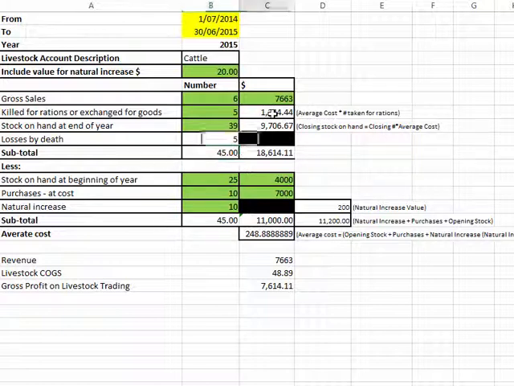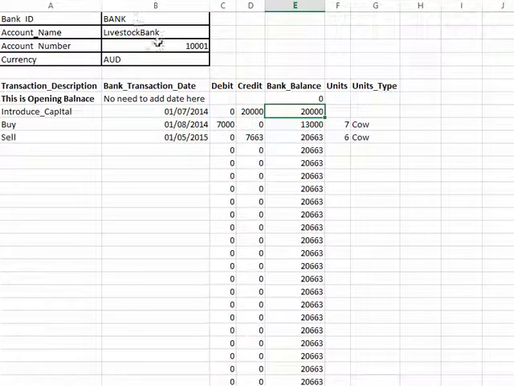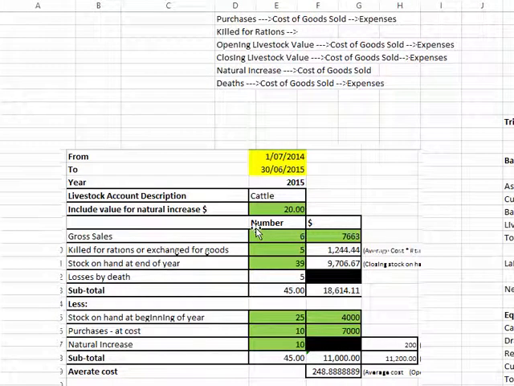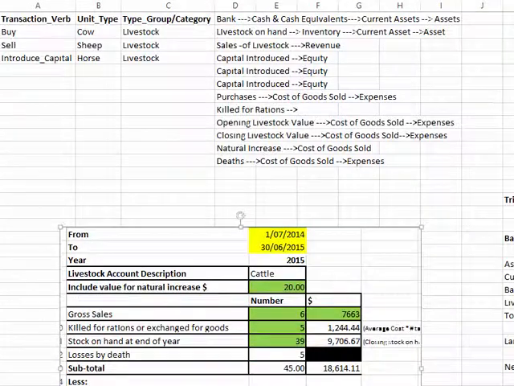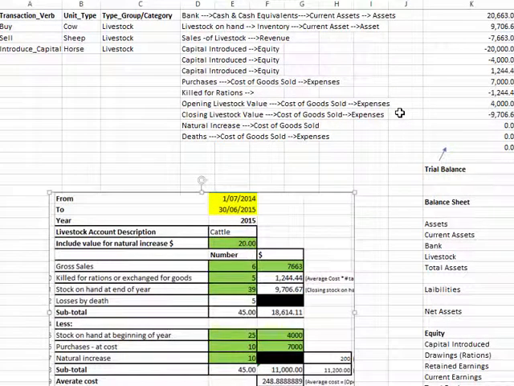If you click on here, you can see the computation, and you can see here that I've given you the formulas. Over here we've got a bank statement, and we've emulated some transactions, and over here we've got a copy of that livestock activity.